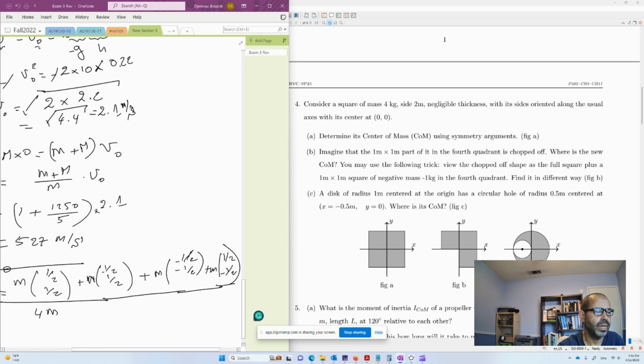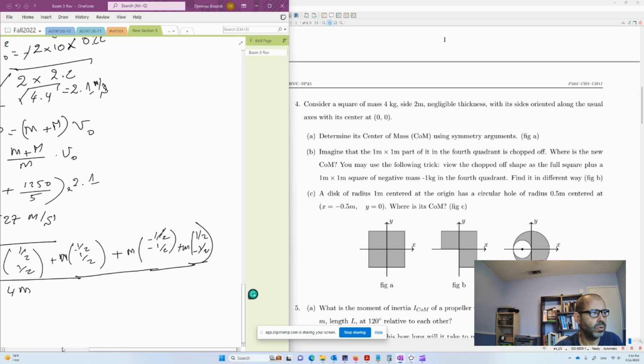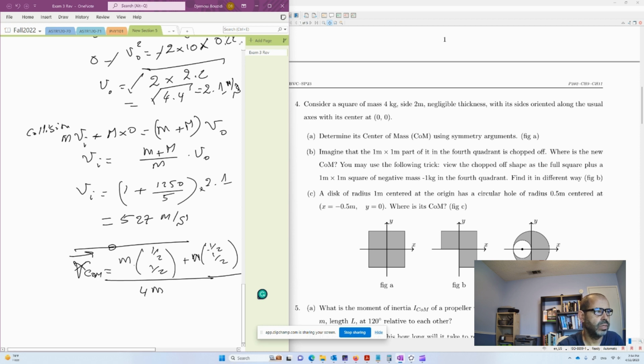I mean, all of these numbers, they cancel. 1/2, negative 1/2, that's 0. Negative 1/2, positive 1/2, that's 0. Negative 1/2, negative 1/2, that's negative 1. 1/2 and 1/2, that's 1. 1 minus 1 is 0. So the coordinates everywhere are going to be 0, divided, of course, by 4m. It doesn't matter. So the vector position for the center of mass in this case is going to be 0, 0.